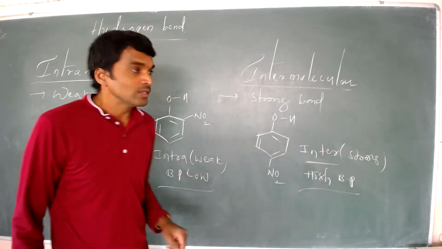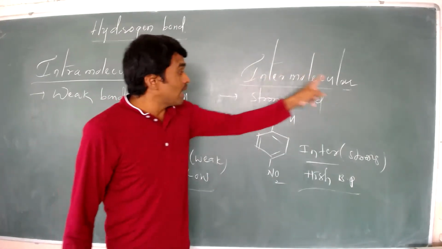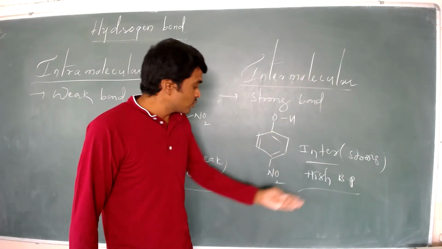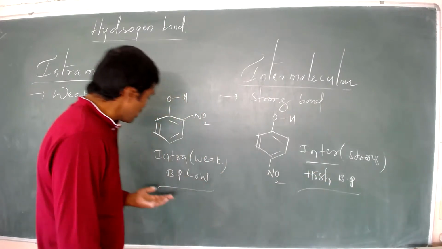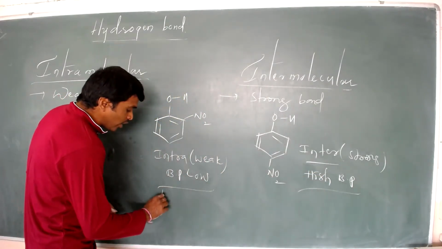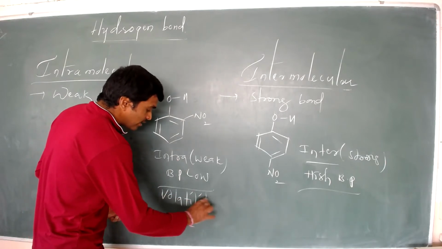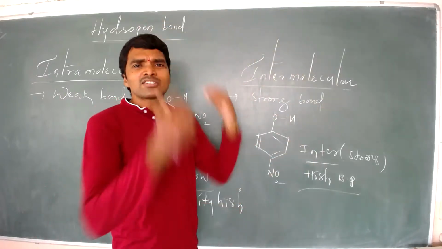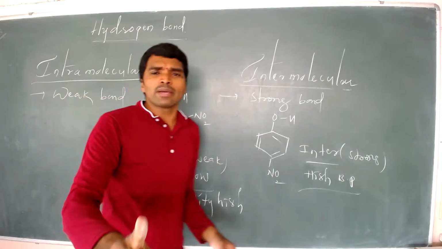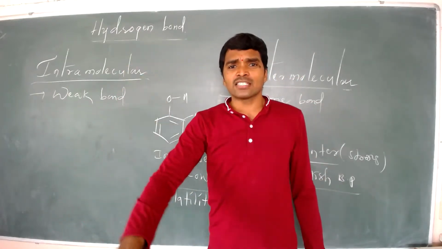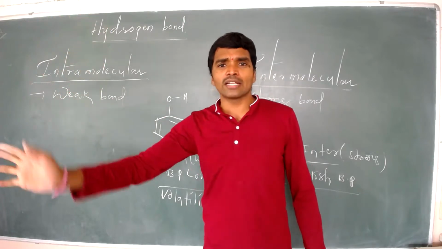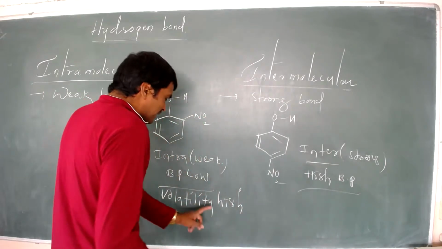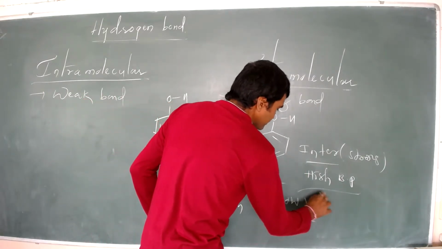High boiling point. See, why? Because intermolecular hydrogen bond is a strong bond, formed in para-nitrophenol. So that's a high boiling point. Low boiling point, volatility high. Sir, what is volatility? Volatility means evaporation. It will evaporate fast. You remember, boiling point is always inversely proportional to volatility. So volatility high, low volatility.